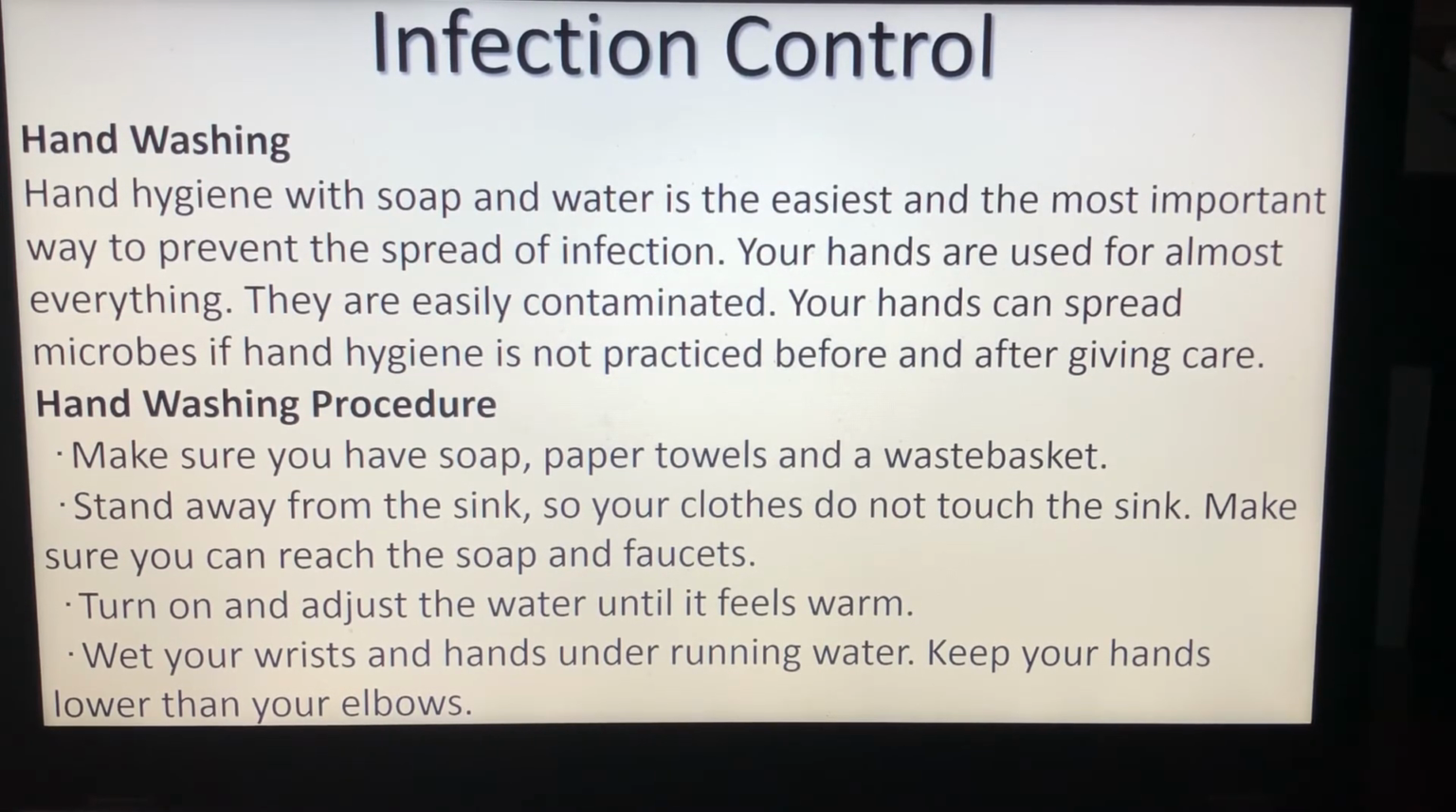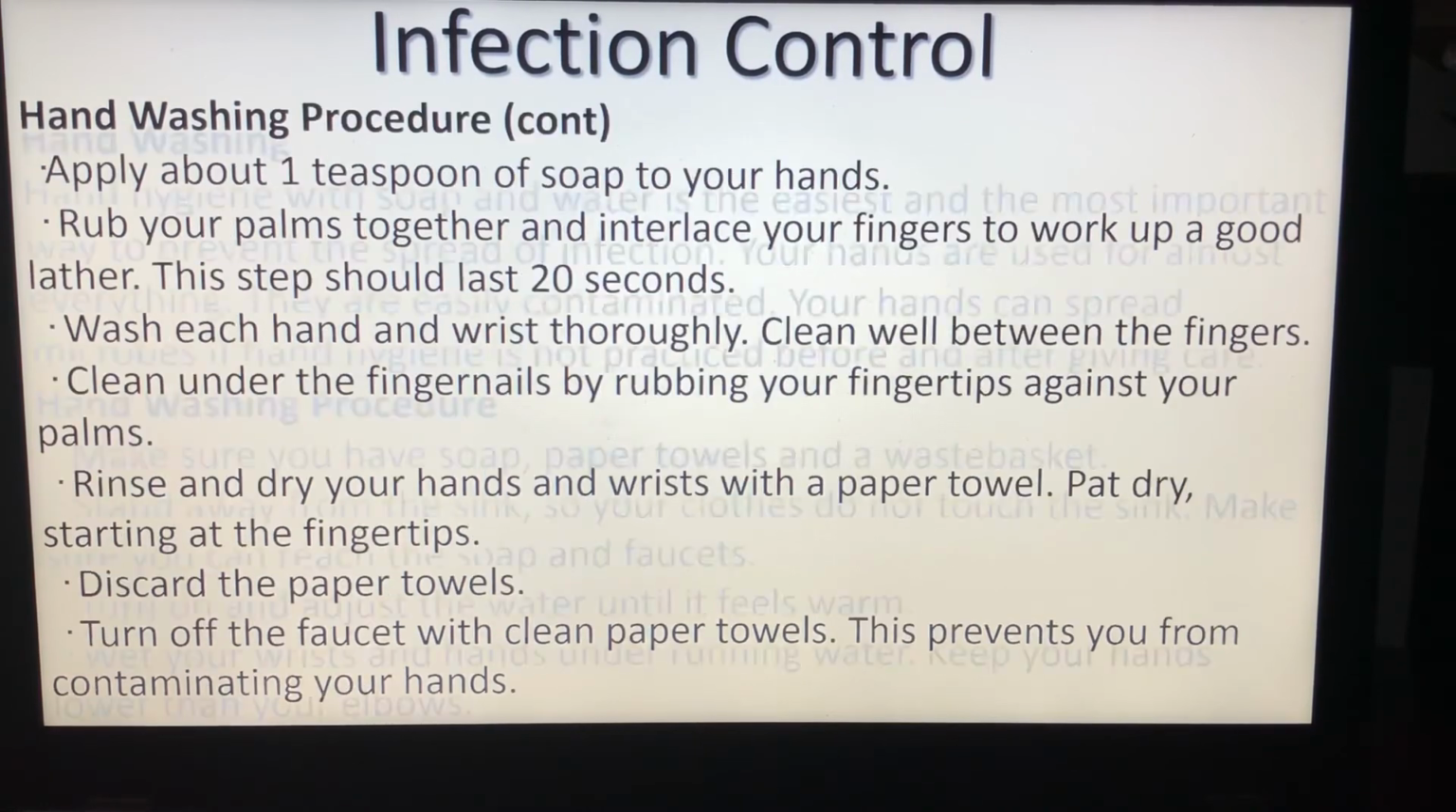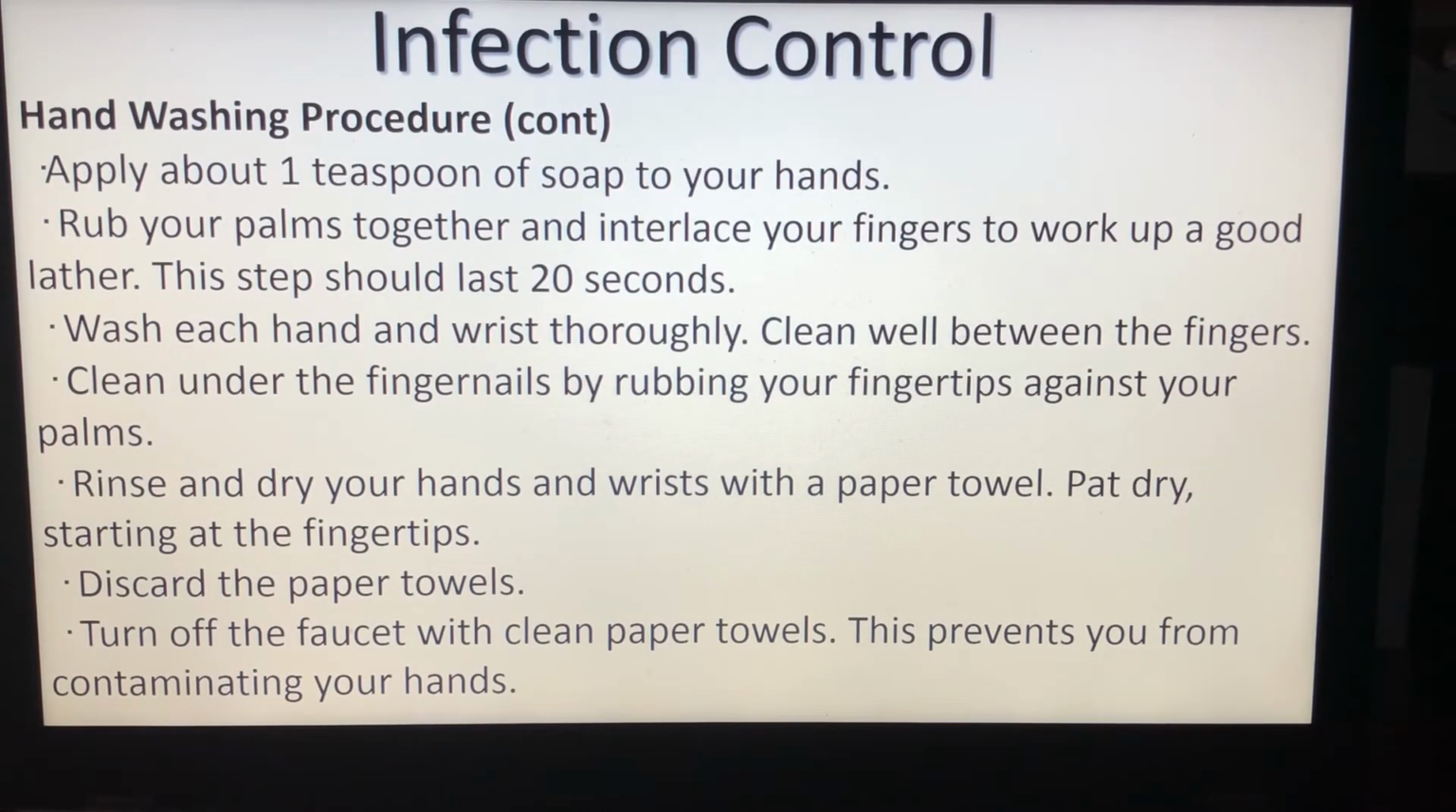You want to make sure you have soap, paper towels, and a wastebasket. Stand away from the sink so your clothes do not touch the sink. Make sure you can reach the soap and the faucet. You want to turn on and adjust the water to warm temperature. Wet your wrists and hands under the running water and keep your hands lower than your elbows. You're going to apply about a teaspoon of soap to your hands. Rub your palms together and interlace your fingers to work up a good lather. This step should last about 20 seconds. You may have also heard 2 happy birthdays.